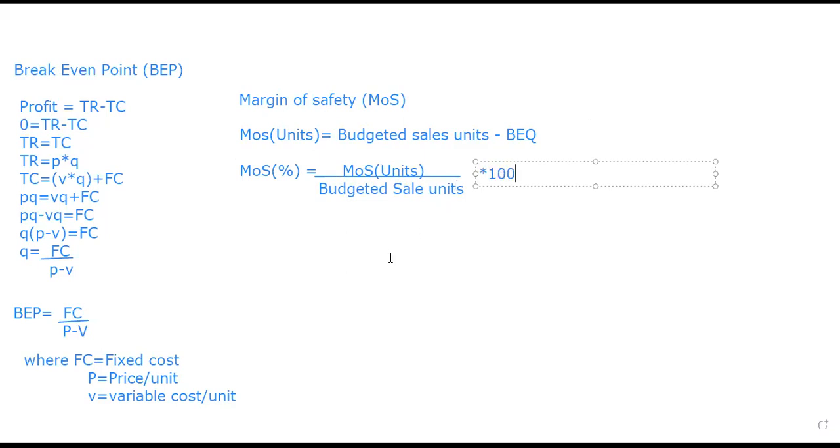So this is how to find the MOS. MOS units, you know how to find MOS units: budgeted sales minus BEQ. The MOS percentage is the MOS units you have found over the budgeted sales times 100. That's all. So we'll solve one example here.